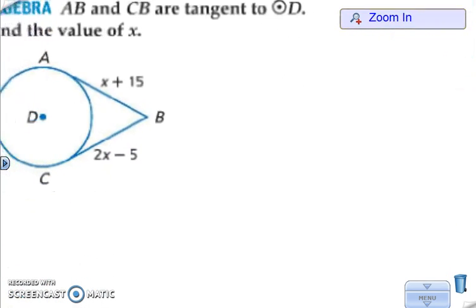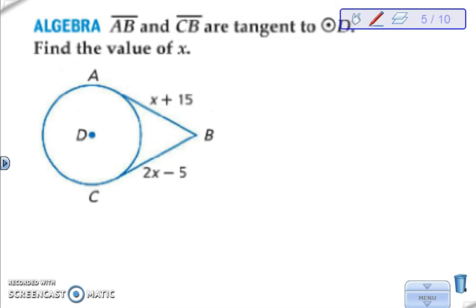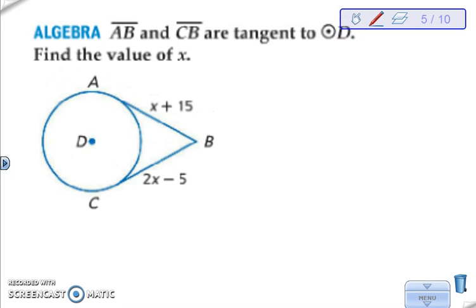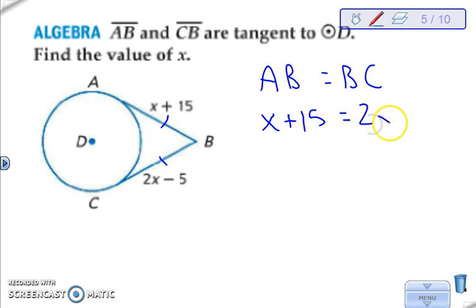So in this question here, since AB and CB are both tangent to the circle, and they both contain point B, they must be equal to each other. So AB must equal BC, which means that x plus 15 needs to equal x minus 5.